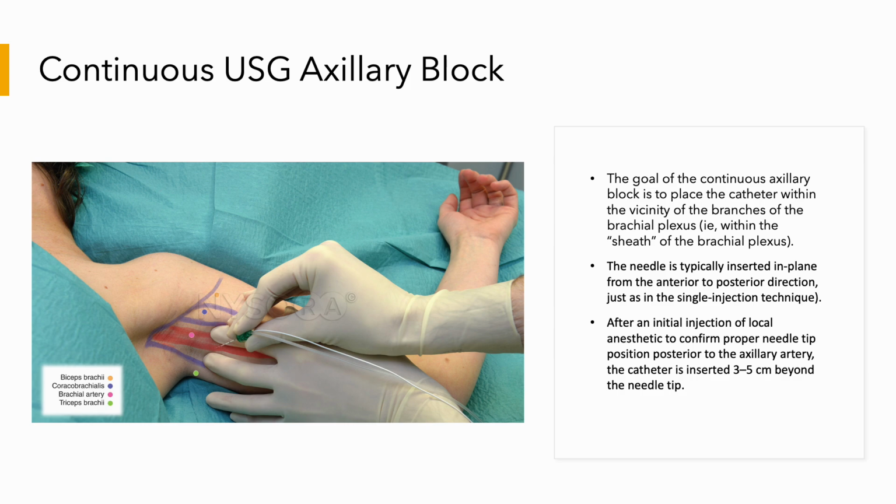So if you're going to leave a catheter for continuous ultrasound-guided axillary block, the goal is to place the catheter within the vicinity of the branches of the brachial plexus, okay, ideally within the sheath that we've been discussing. The needle is typically inserted, like we said, in-plane anterior to posterior direction, just as we do it as a single injection. And after an injection of the local anesthetic to confirm proper needle tip position, the catheter is then inserted 3 to 5 centimeters beyond the needle tip.